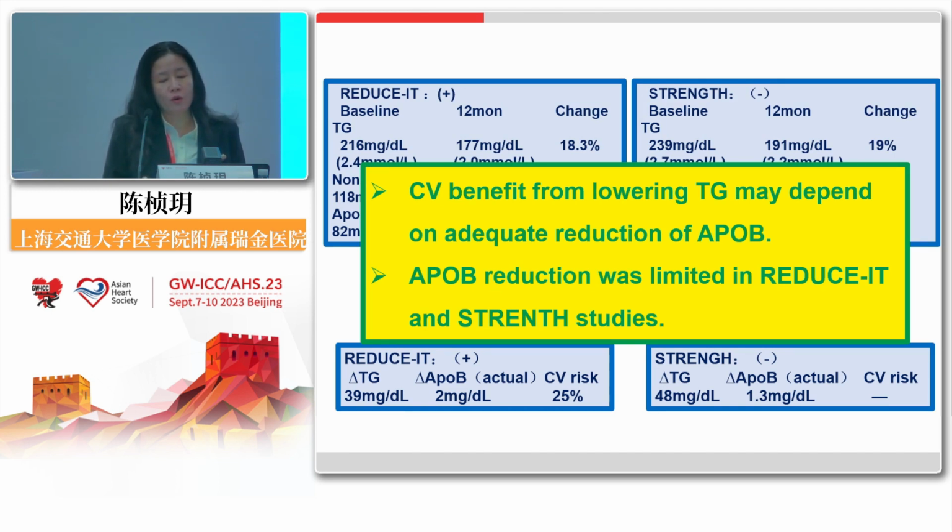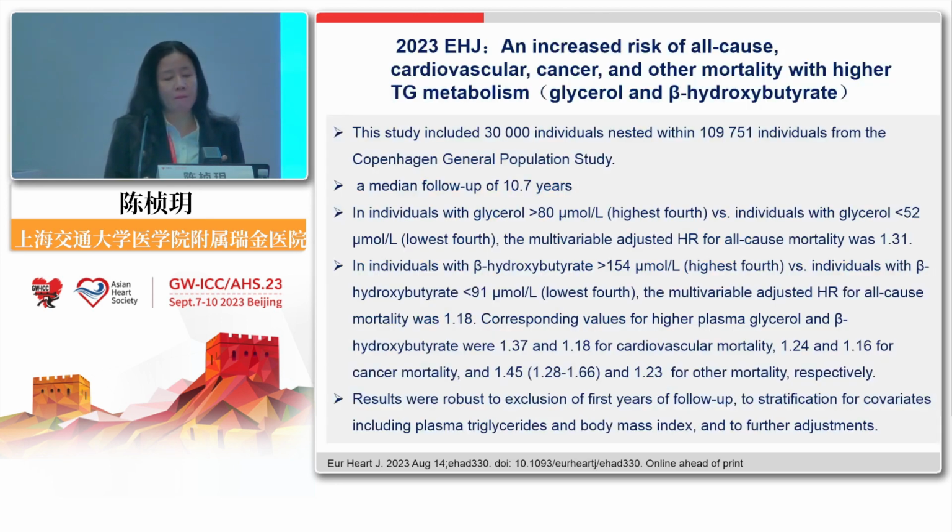CV benefit from lowering TG may depend on adequate reduction of ApoB, but these two trials didn't show any significant ApoB reduction and still achieved CV benefit. ApoB reduction was so limited, so it's not about the TG level or TRL.